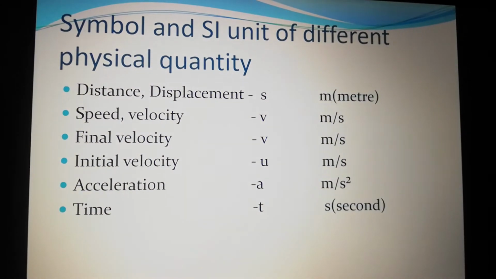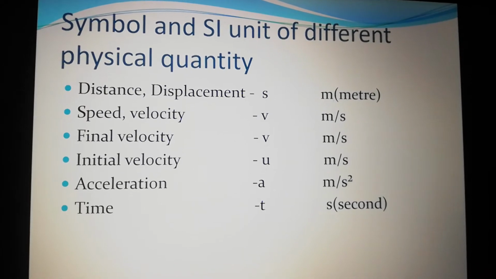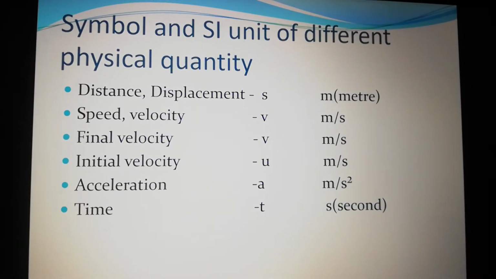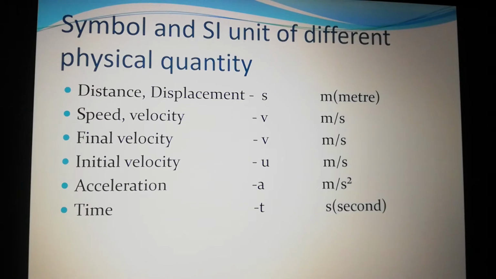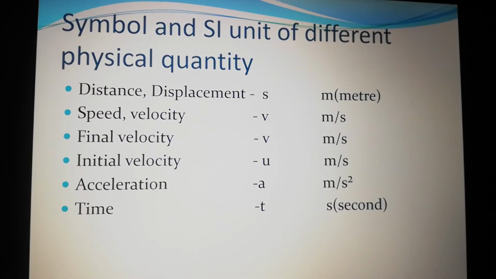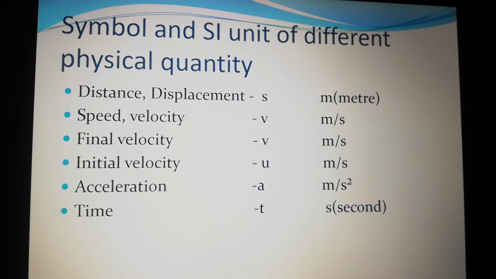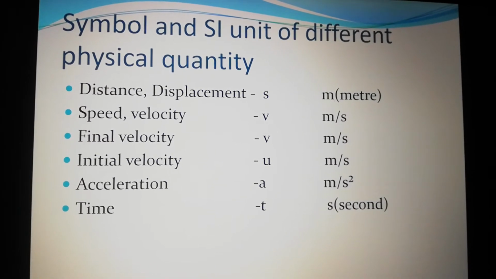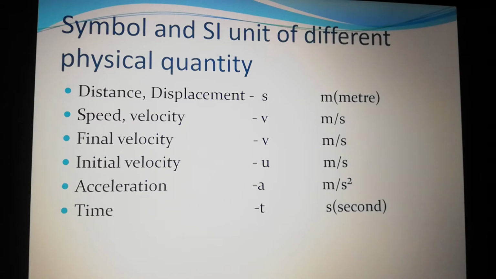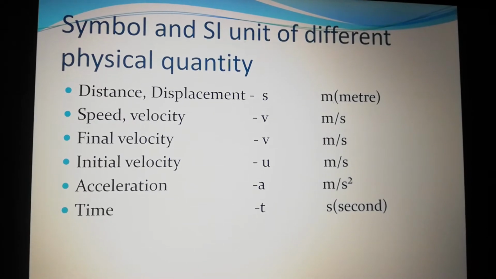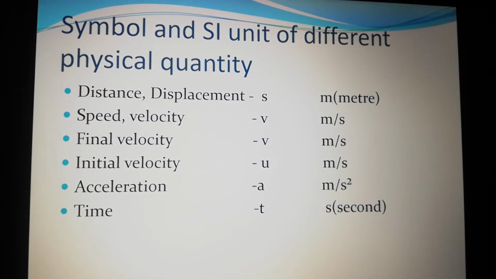This slide is just for recapitulating what we have done already in the previous video, that is, the symbol and SI unit of different physical quantities. Again we will just go through that. First is distance and displacement, denoted by S. I already told you it is derived from a Latin word, spatium, and its SI unit is meter, for both of them.